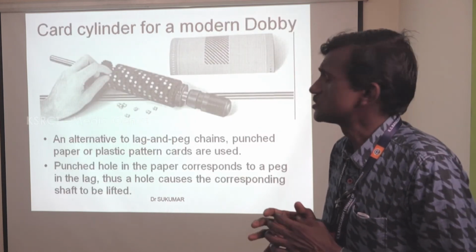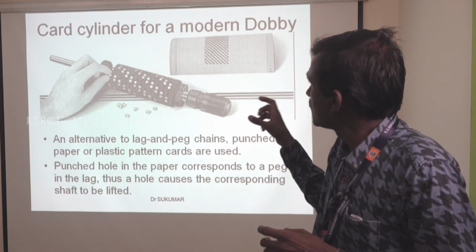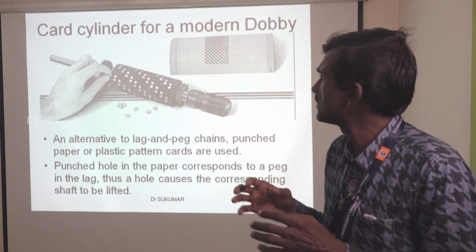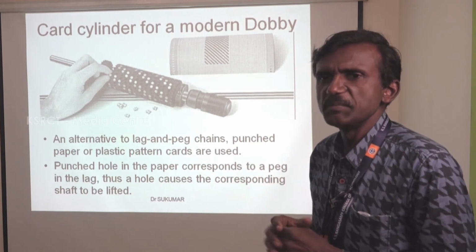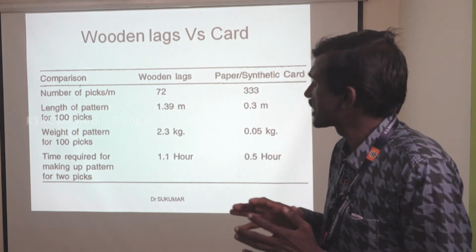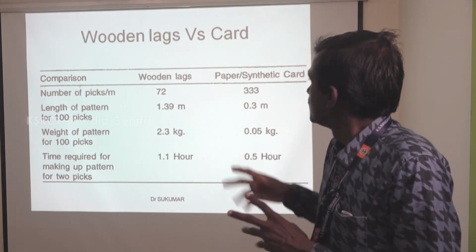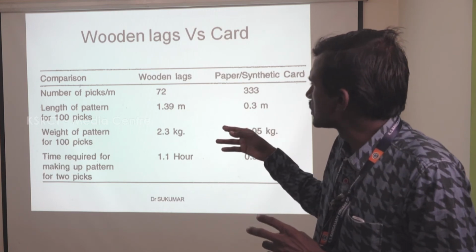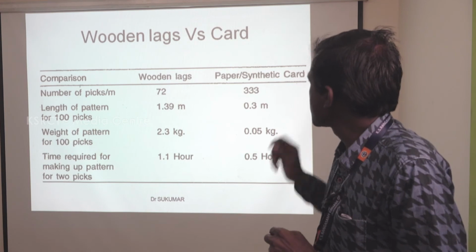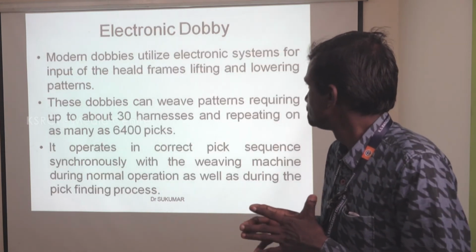And this is a smaller type of Dobby mechanism where the picking is done on the cord directly for smaller designs. This can be used on the smaller type of Dobby mechanisms. And if you consider the hard mechanism and the wooden lattice mechanism, the time required for making the pattern is about 1.1 hour. Here, in the case of pattern making, it is about 0.5 hour, 30 minutes.